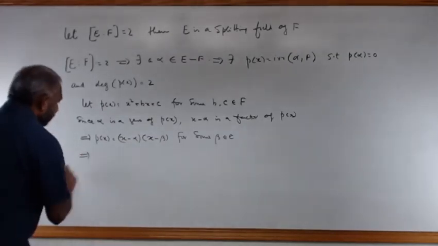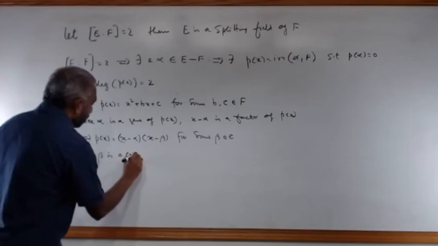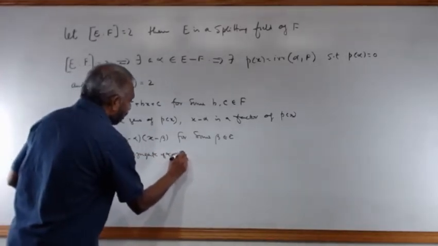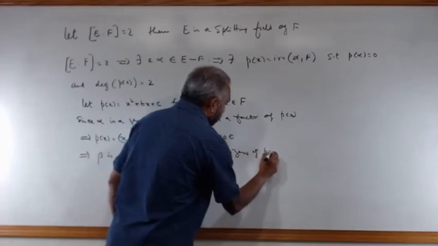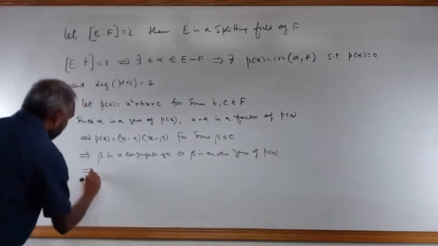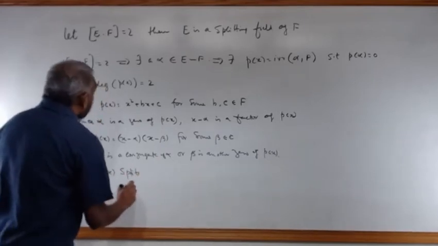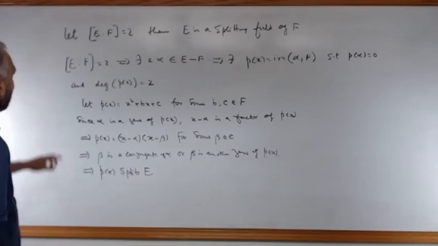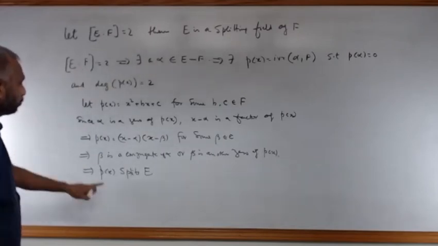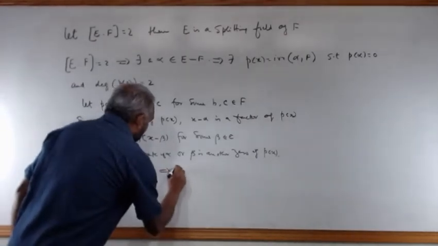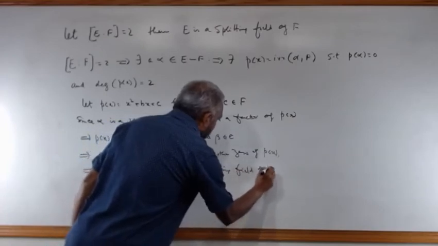And that implies P of x equals x minus alpha times x minus beta for some beta in E, because this is a polynomial of degree 2 and this is a factor, definitely you can divide. That implies beta is, say, a conjugate of alpha, or beta is another 0 of P of x. That implies P of x splits in E. So if you take any element outside F and inside E, then the irreducible polynomial of that element splits in E. And that implies E is a splitting field of F.